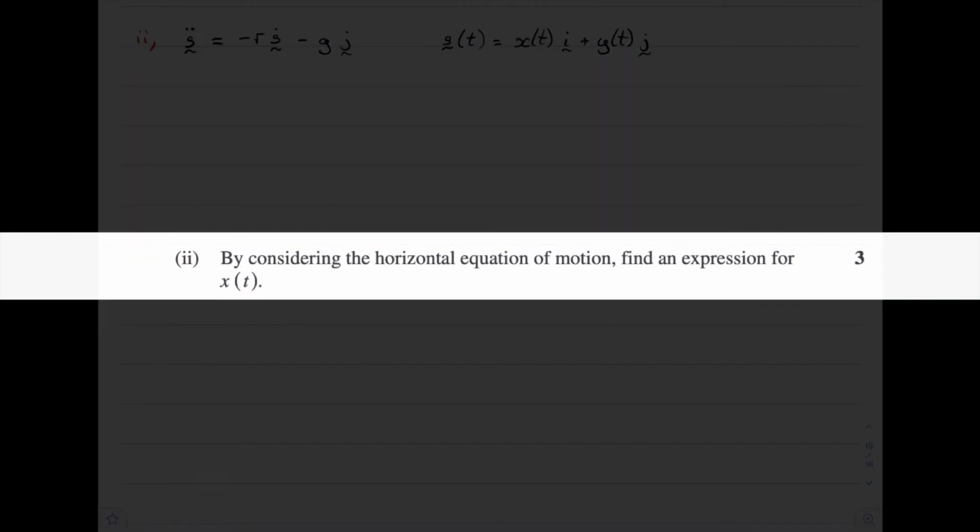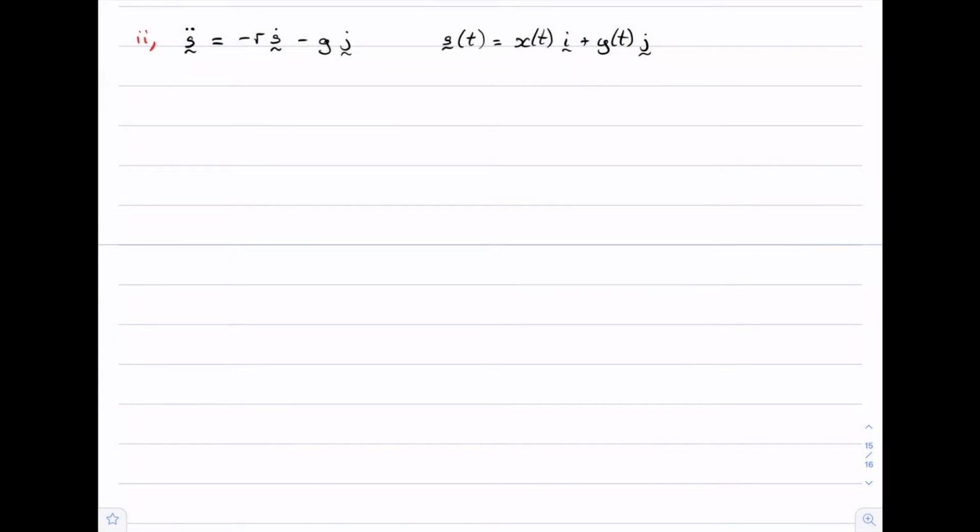Part 2. By considering the horizontal equations of motion, find an expression for x of t. Here is our equation of motion: acceleration equals minus r times the velocity, minus g times the unit vector j. And we've also been told that s of t, the displacement vector, is x of t i plus y of t j. Not much is going on here.